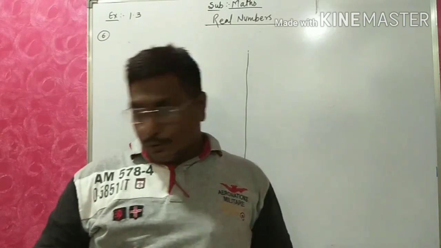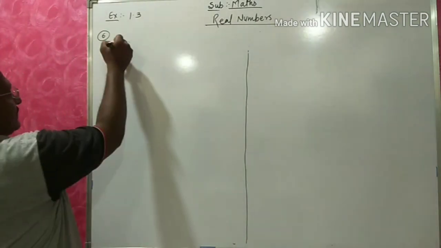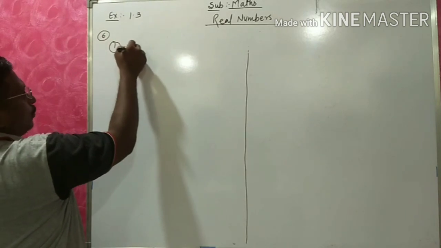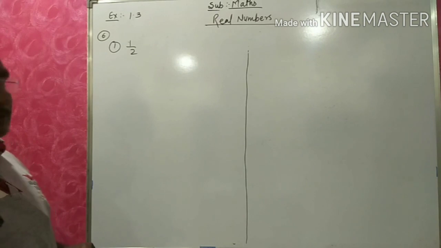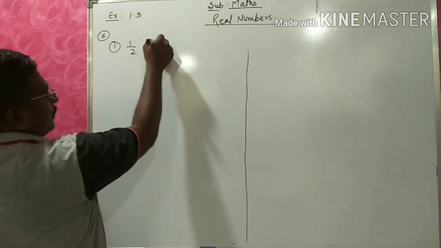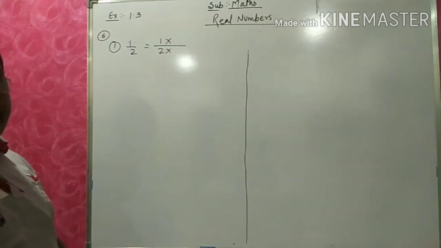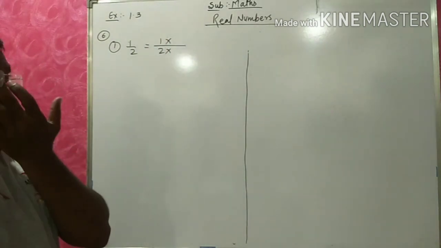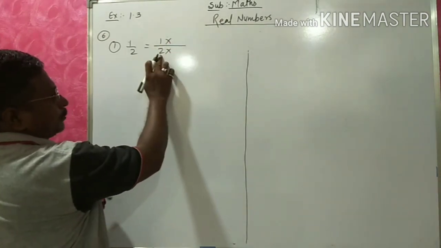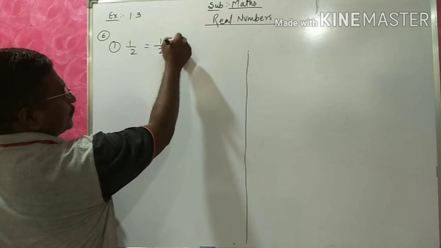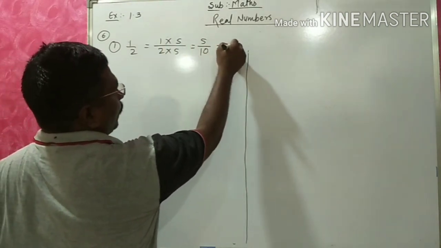Okay students, so now we will start. First number we will take is 1 by 2. So it is a terminating decimal expansion. So how to make it? For 1 by 2, the denominator has to become 10, then we will get a terminating decimal. Which number do we multiply by? 5. So we get 5 by 10, which means 0.5.